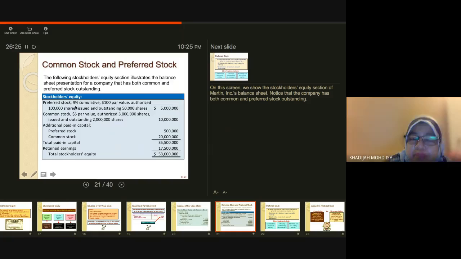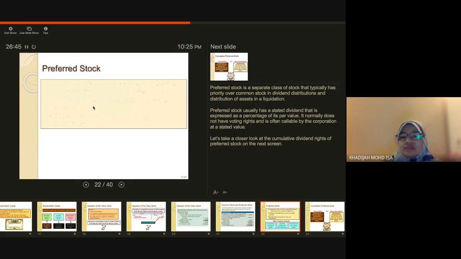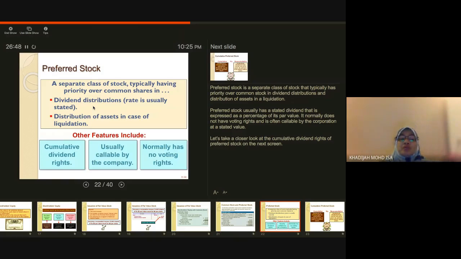Sometimes dia sebut preferred stock 9% je. Tapi kalau ada 9% cumulative, it means that every year company has to pay 9%, right? So katalah this year company don't pay, next year it becomes 18%. Because cumulative, right? So it becomes payable in the following year. So that's why normally most of the time preferred stock is cumulative dividend. Callable by company, can buy back the preferred stock and normally has no voting rights.